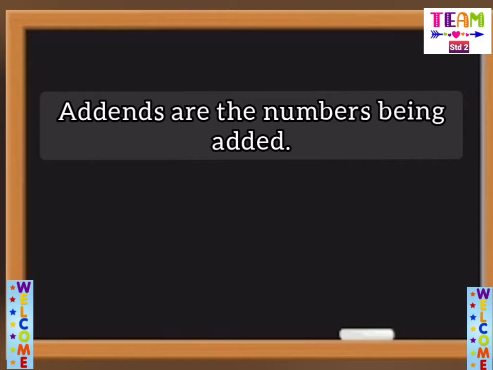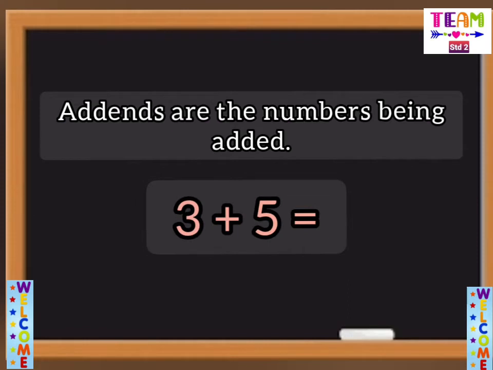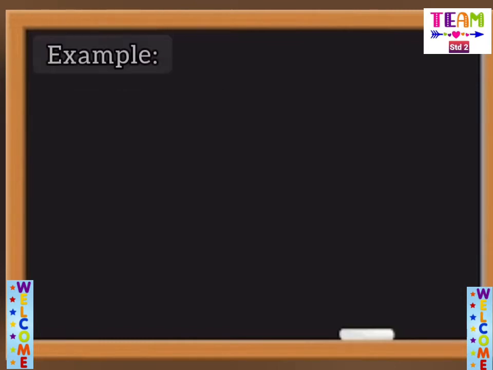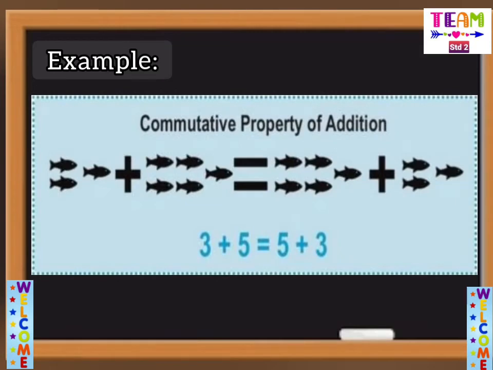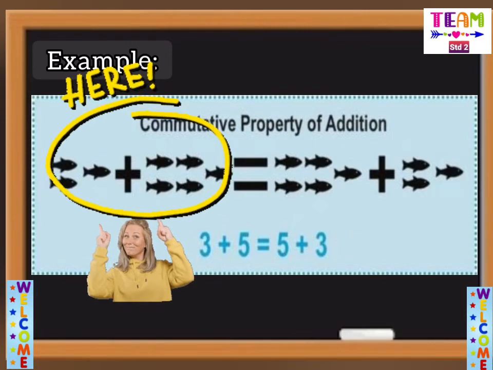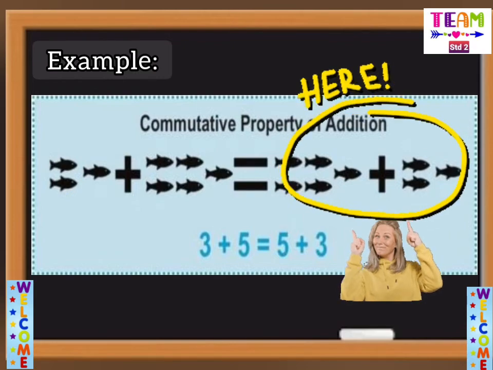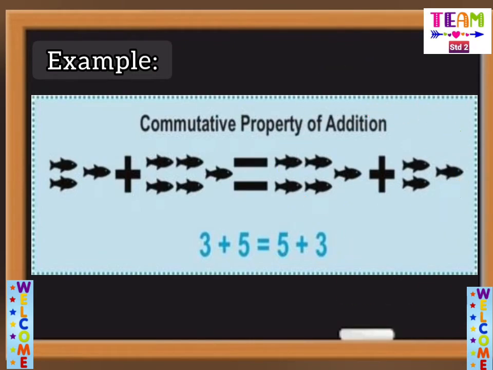For example, if we have 3 plus 5, 3 and 5 are the addends because they are the numbers being added. Now, let's look at an example of the commutative property of addition. If we have 3 plus 5 equals 5 plus 3, the commutative property of addition tells us that if we add the addends on this side, we will get the same result when we add the addends on the other side. So let's find out if it's true.